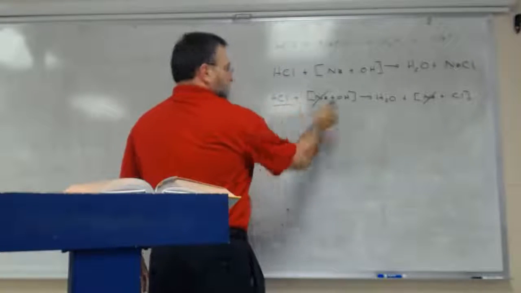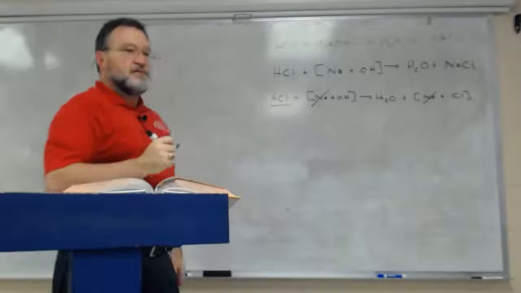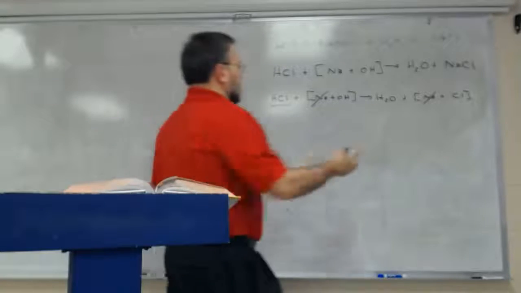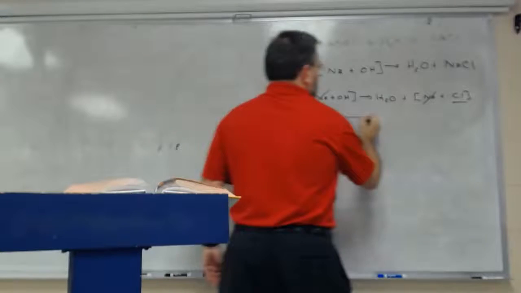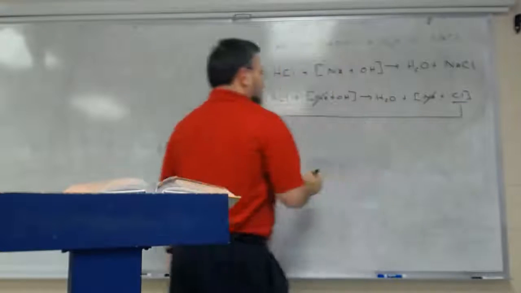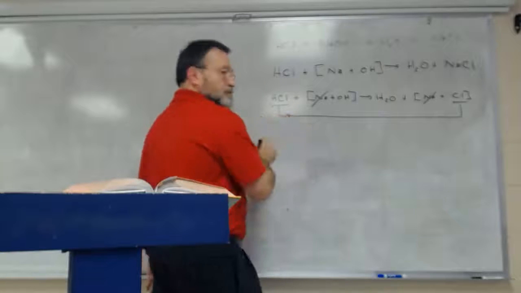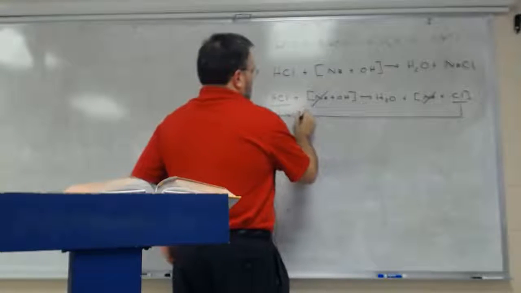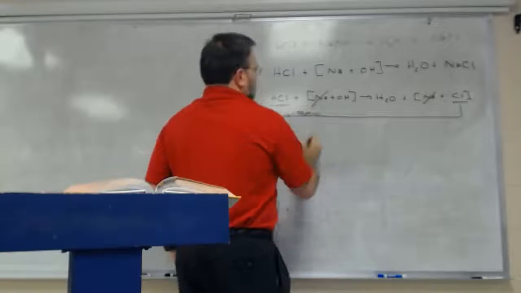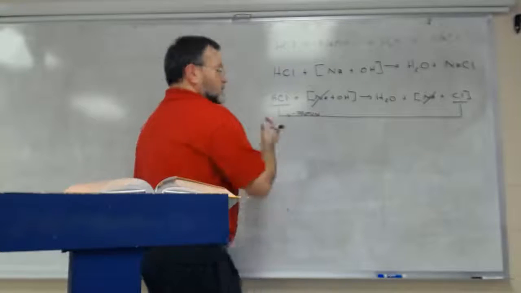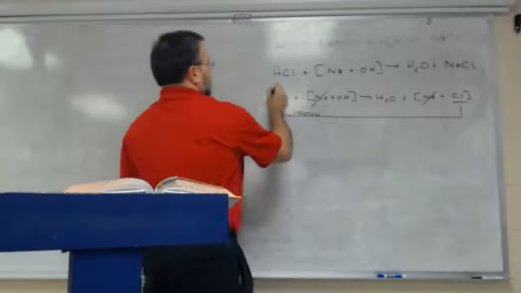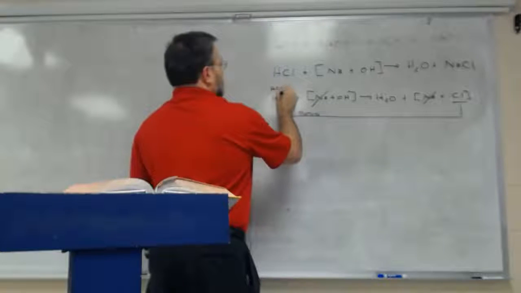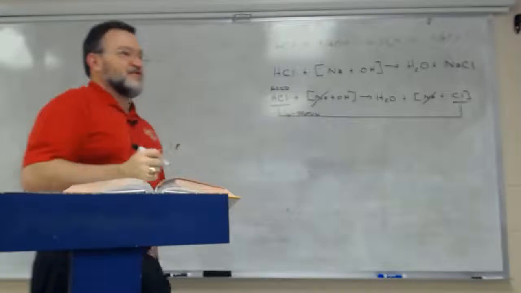HCl, what does it pair to? What's its visual partner on the other side? Chlorine, right? And for me to go from HCl to Cl, what do I need to do? Lose a proton. If it loses a proton, then it must be the acid. So it's no shock that hydrochloric acid is the acid.